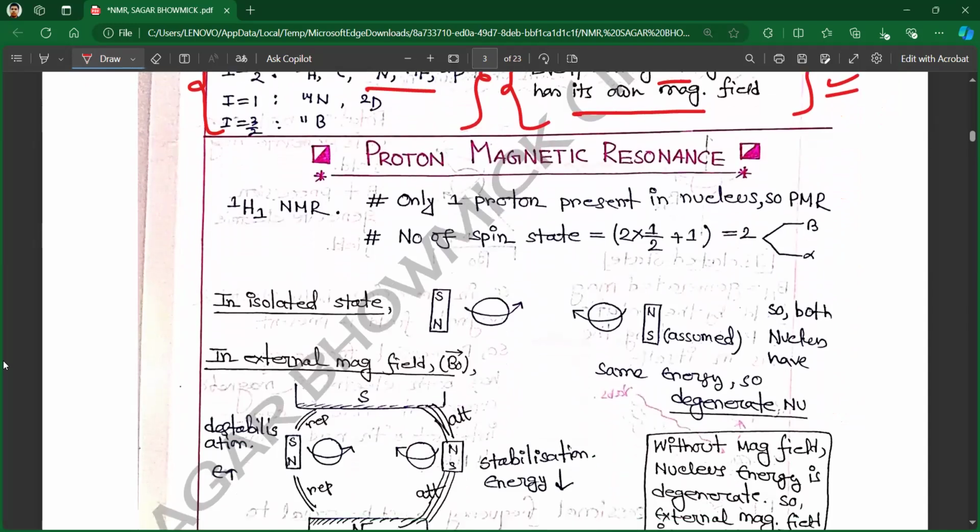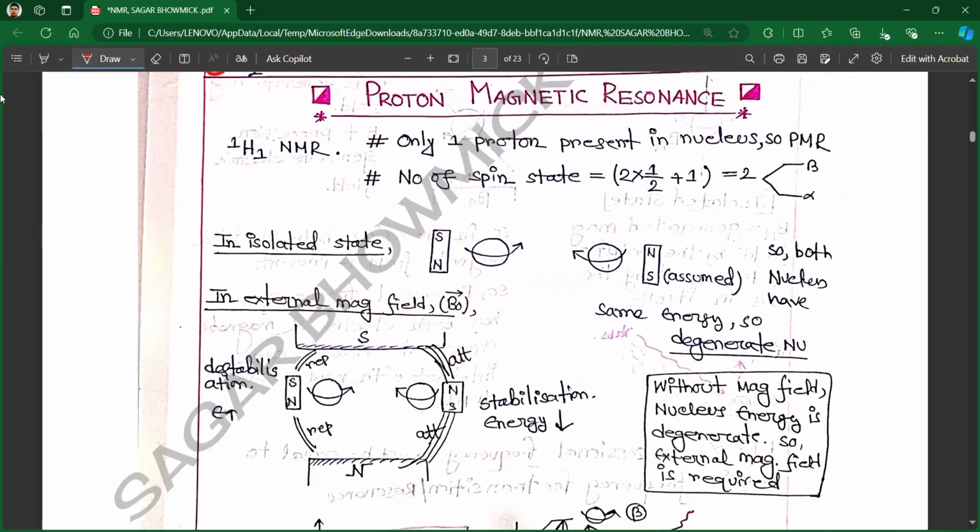Now our major discussion starts: proton magnetic resonance. I will start it from the next class.